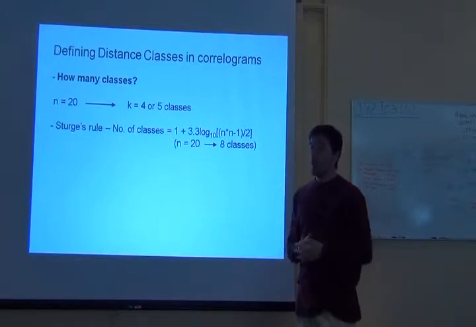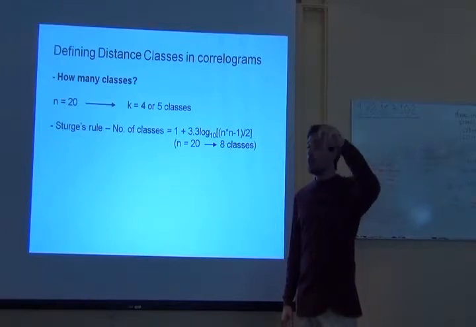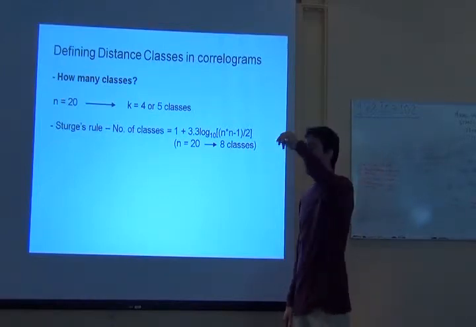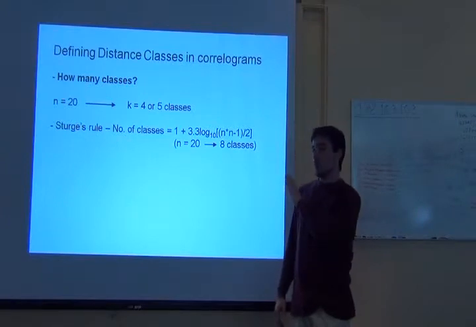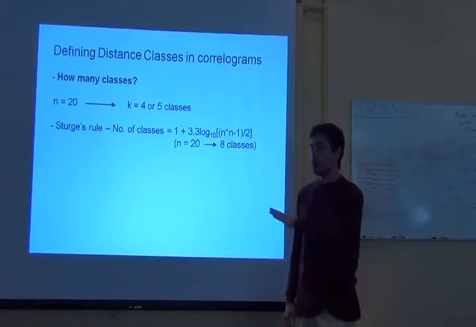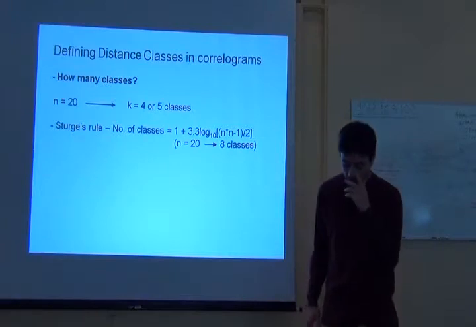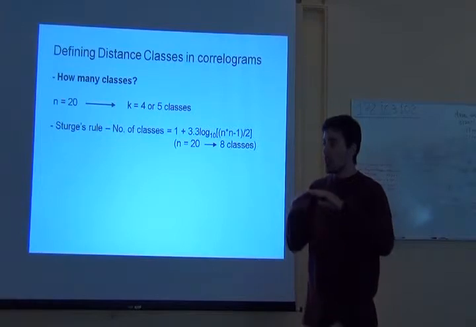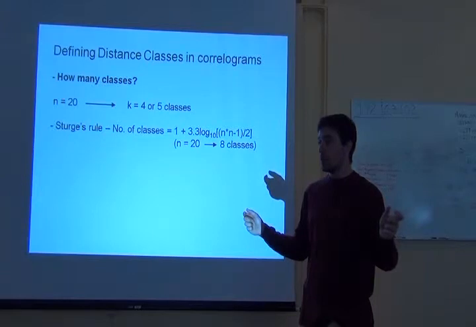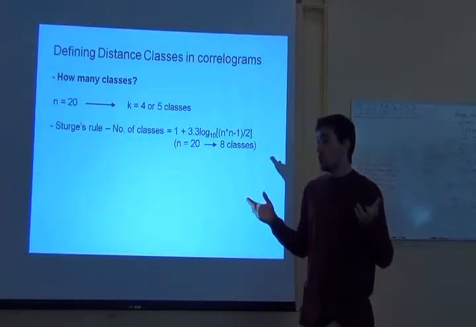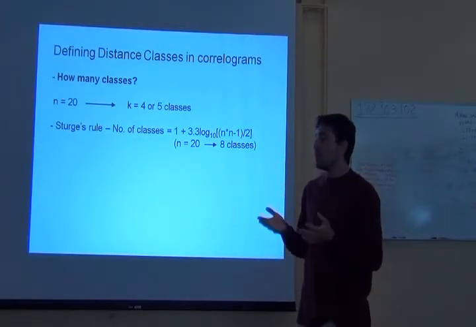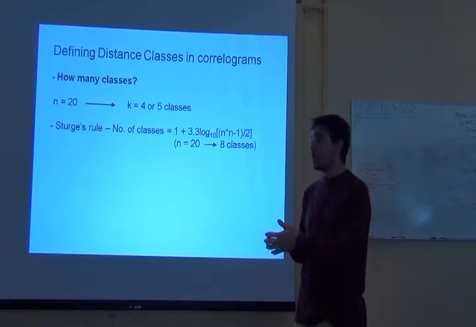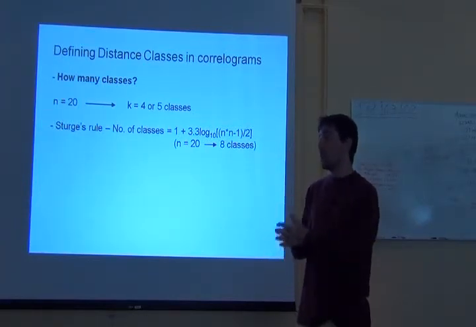But after that, what you should keep in mind is that if you have sufficient pairs within each distance class, I'm going to talk about that in more detail now. If you have a sufficient number of pairs per class, and it's relatively homogeneous, you can go as detailed as you can. So, provided that you keep the number of pairs per class even and relatively large.